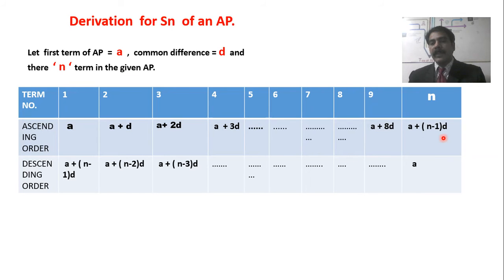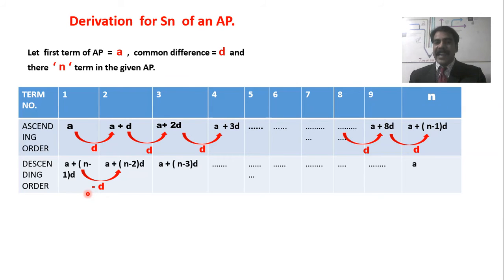In descending order, we will simply reverse the order of these values. The last term will go to the first position and the first term will move to the last. Is that clear? So, first we will write A plus n minus 1 into D. Second term, as it is descending, D will become negative now. Okay, let us check. First we will go for the ascending order. There is a common difference of D, so adding D to every next successive number, we will get the answer.